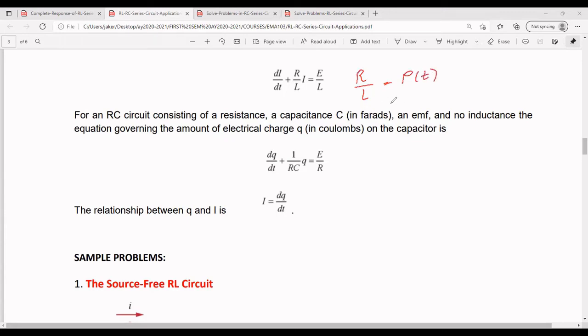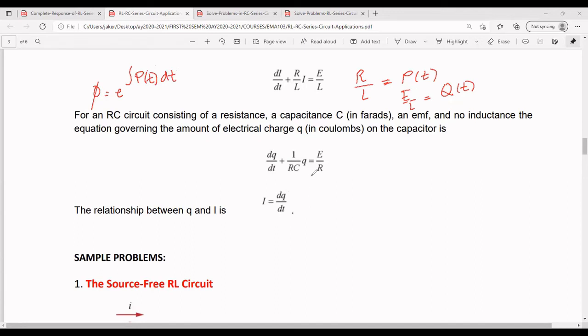Then the E over L on the right side, I like to write it here. E over L is your Q of T. And we know that our integrating factor for a linear DE is, I'd like to write it here, E raised to the integral. In this case, that would be not P of X, but P of T dt.